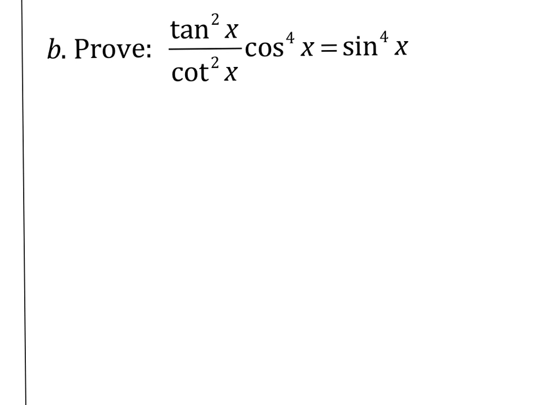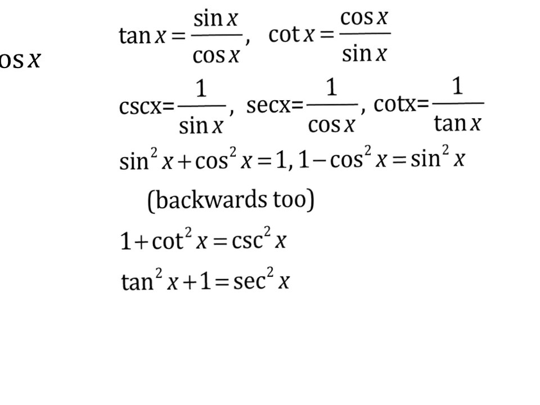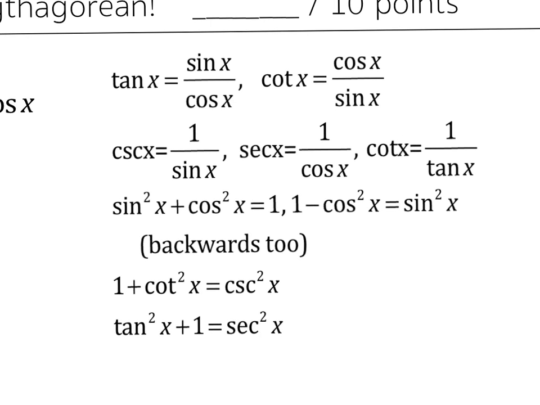For our second identity, we're trying to work with tangent squared, cotangent squared, cosine to the fourth, sine to the fourth. What? That's crazy stuff. Again, I'm going to use my toolkit to help me figure things out. I like converting everything to sine and cosine, so we're going to make use of these to start off.